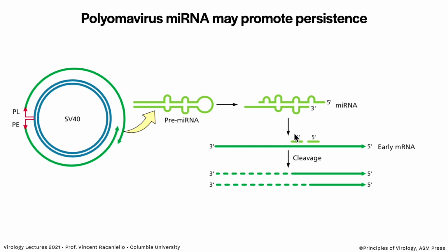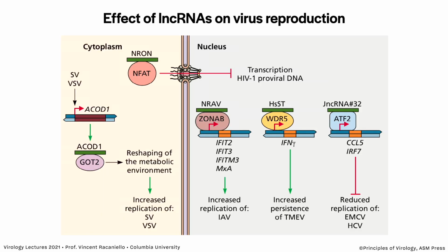So viral microRNAs can regulate viral gene expression. They can also regulate cellular gene expression. We know viral microRNAs that antagonize immune function in different scenarios. Then there's long non-coding RNAs.